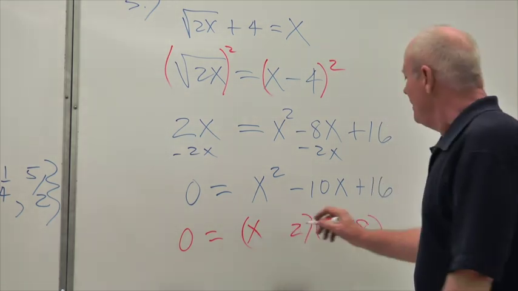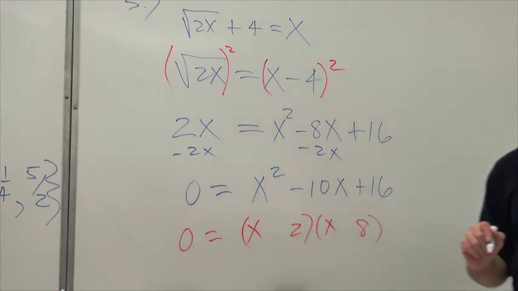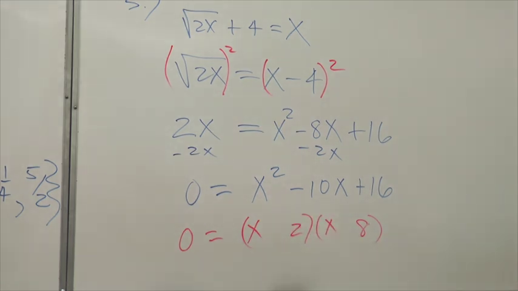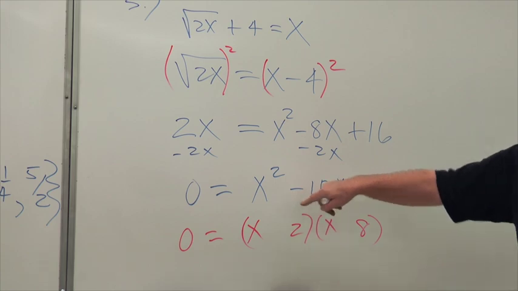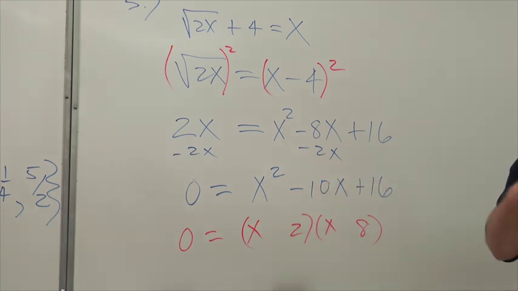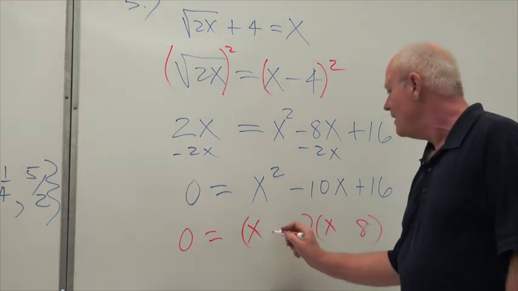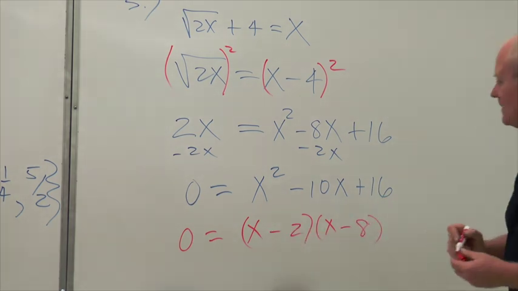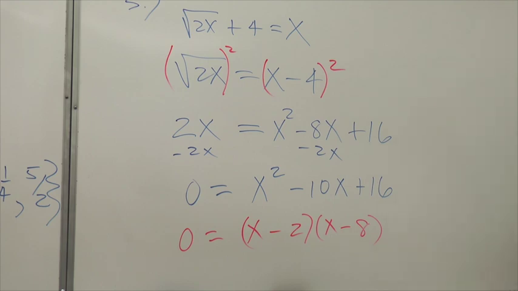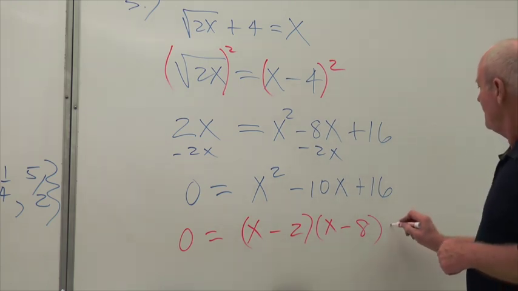Good. Signs have to be both what? Negative, don't they? Because to get a negative middle term, you have to add two negatives when the end term is positive, because this is the multiplication part. So minus, minus, right? And now what? X equals 2, x equals 8.